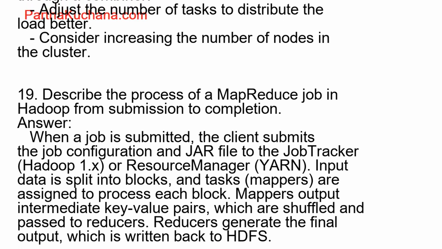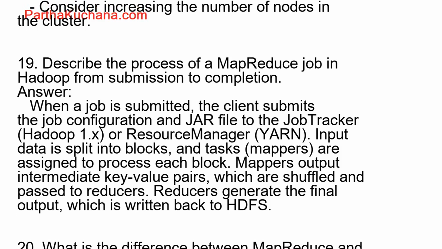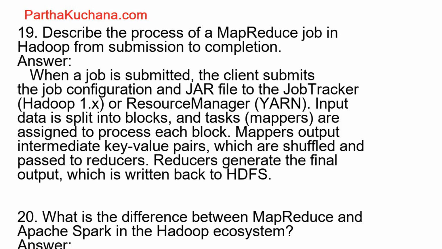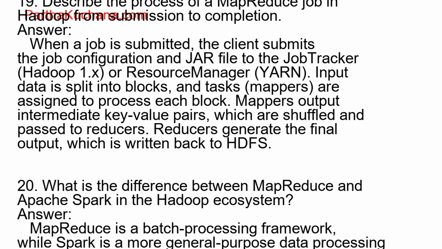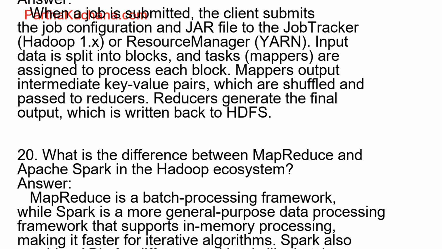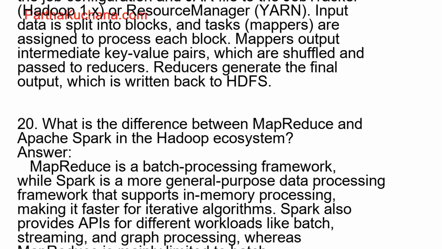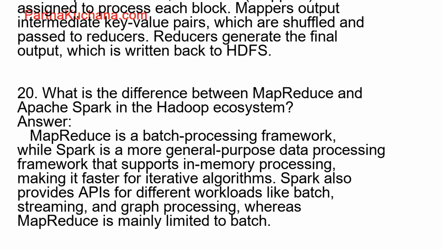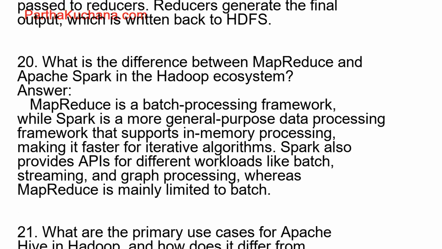21. What are the primary use cases for Apache Hive in Hadoop, and how does it differ from traditional databases? Answer. Apache Hive is used for querying large datasets using SQL-like queries (HiveQL) on Hadoop. Unlike traditional databases, Hive is designed for OLAP (online analytical processing) tasks rather than transactional workloads. It operates on top of HDFS and is optimized for reading and writing large volumes of data with batch processing capabilities.